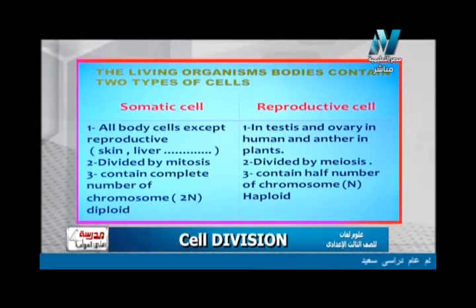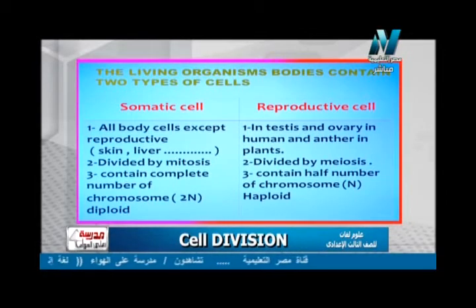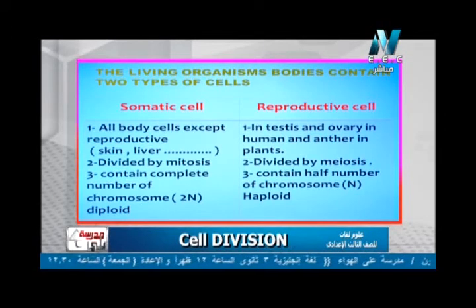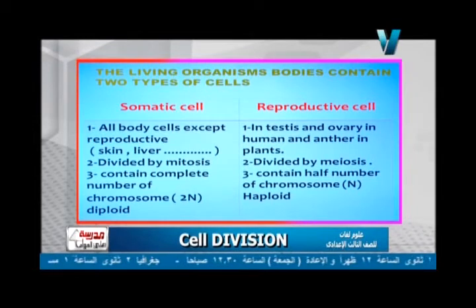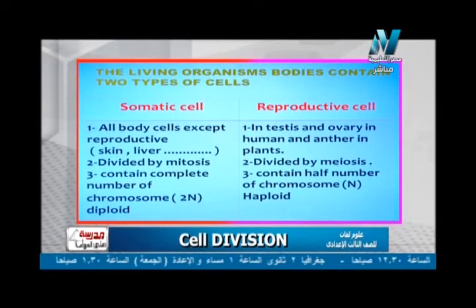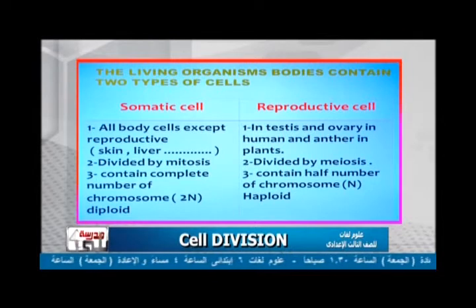The somatic cell contains the complete number of chromosomes. For example, the human body consists of 46 chromosomes. So the somatic cell in our body will be 46 chromosomes, and we call the complete number of chromosomes diploid or 2n. So what's meant by diploid? Diploid means the complete number of chromosomes. Example, a human has 46 chromosomes.